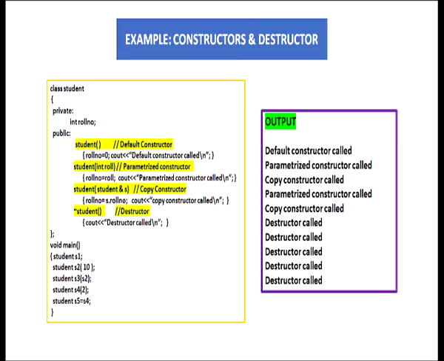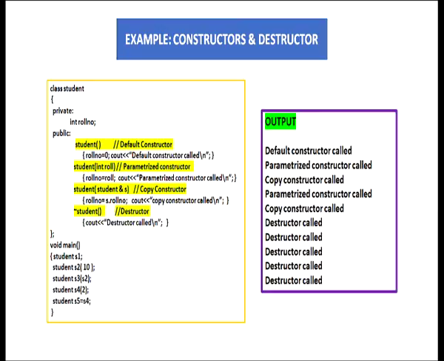Let us see the third statement in main: student S3 and within parenthesis S2. In this case, as we are passing an object as a parameter, the copy constructor will be invoked and the roll number of S2 will be copied to roll number of S3, and the statement "copy constructor called" will be shown in the output window.